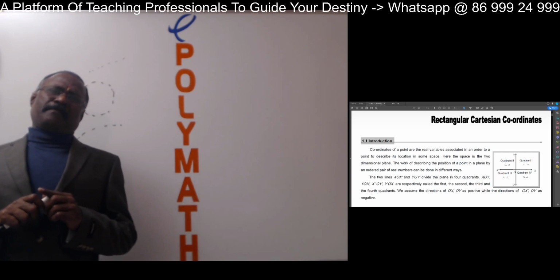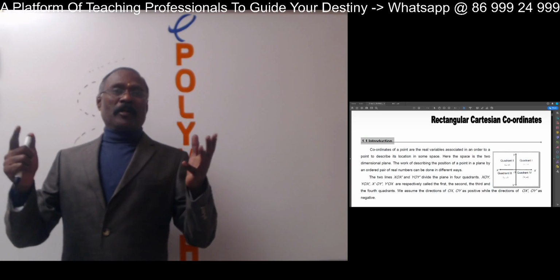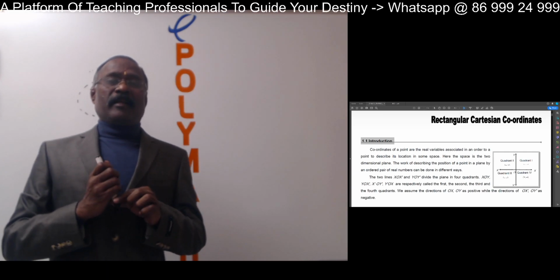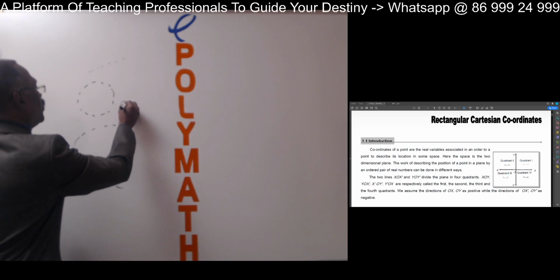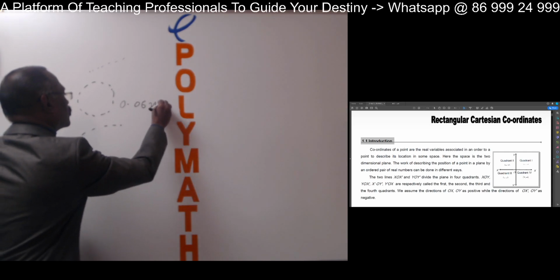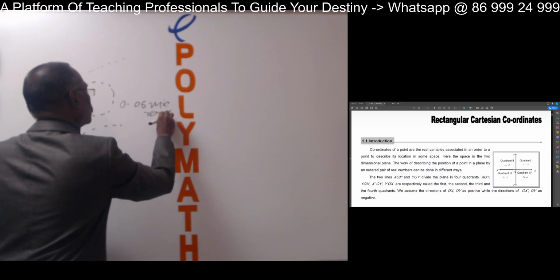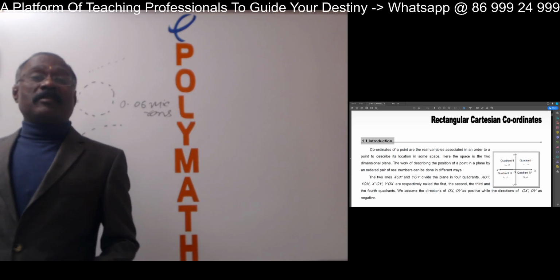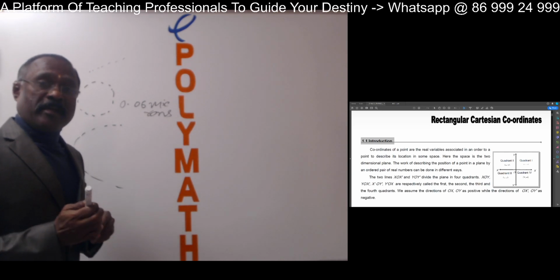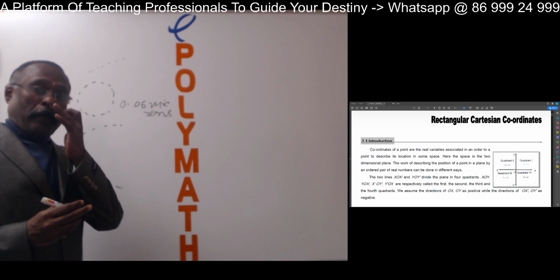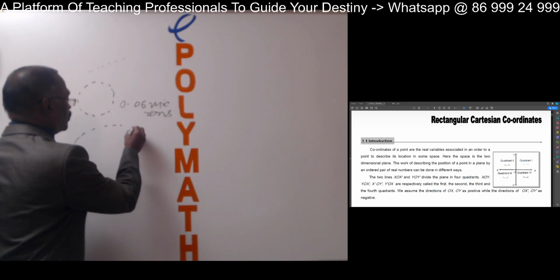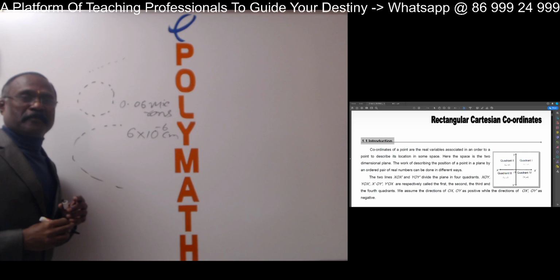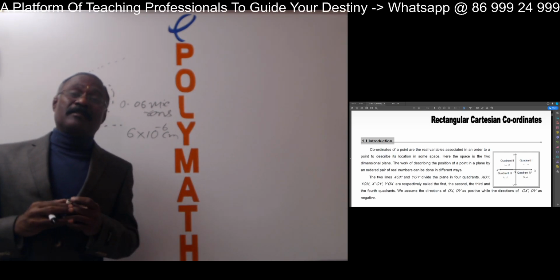So what is the smallest part, as in the season of coronavirus? You know what is the size of the coronavirus? It is 0.06 microns. 0.06 microns means how much is it? If you say its size in centimeters, it is 6 into 10 power minus 6 centimeters.